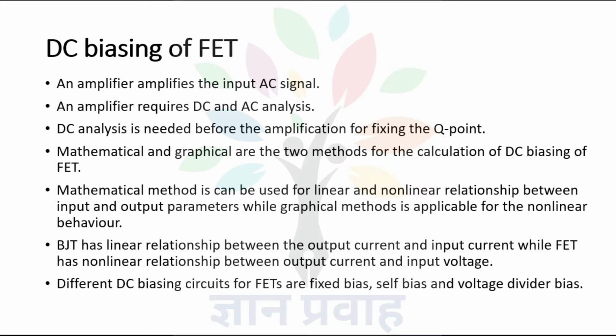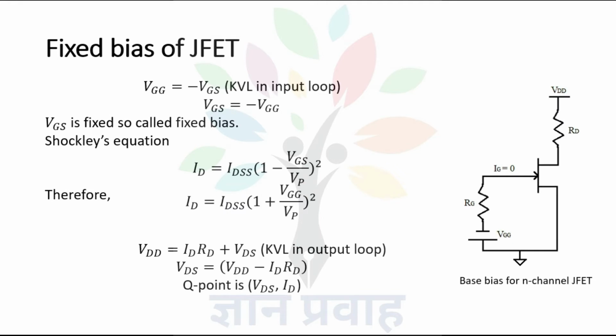So similar to BJT DC biasing circuits, there are different DC biasing circuits for FETs, and a few are fixed bias, self bias, and voltage divider bias. Fixed bias of JFET. Here we are discussing the DC biasing circuits for JFET, and the same types of DC biasing circuits can be used for depletion type and enhancement type MOSFETs. So the fixed bias configuration is given here.